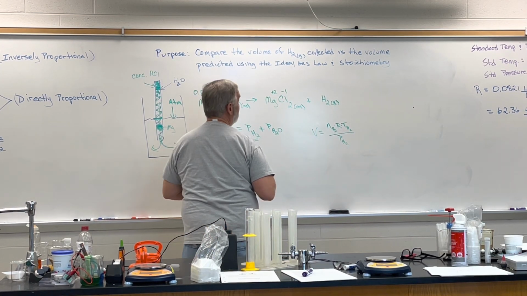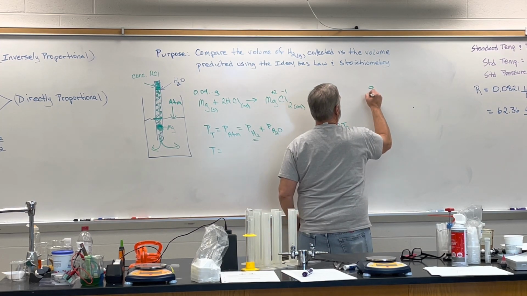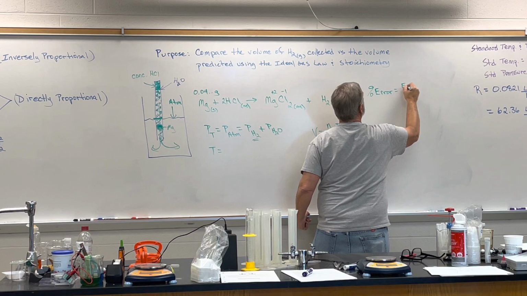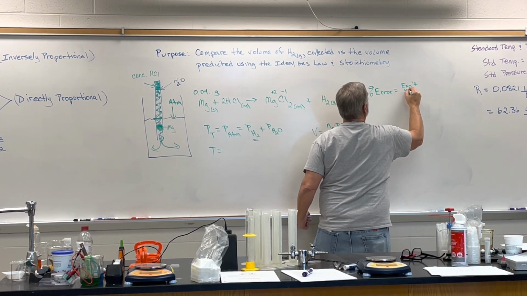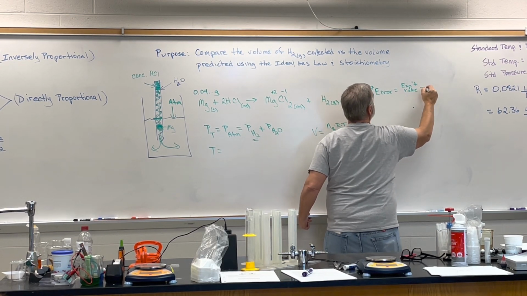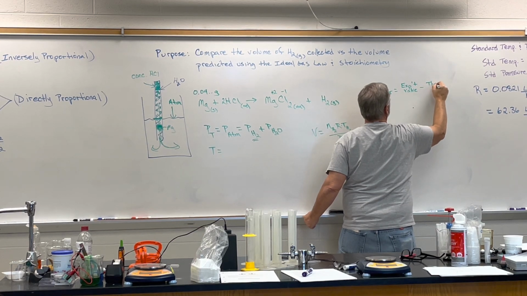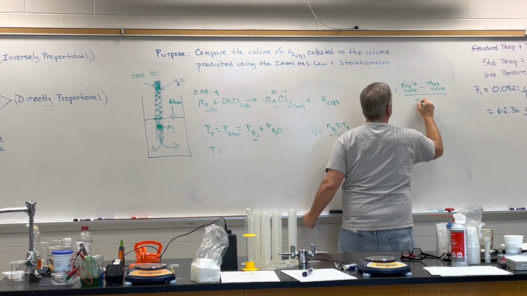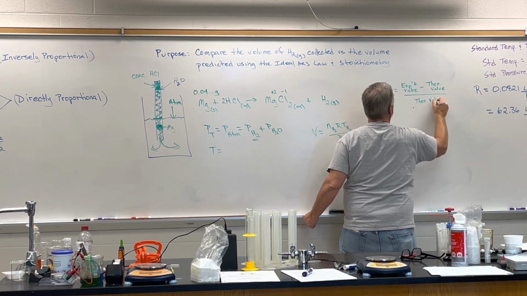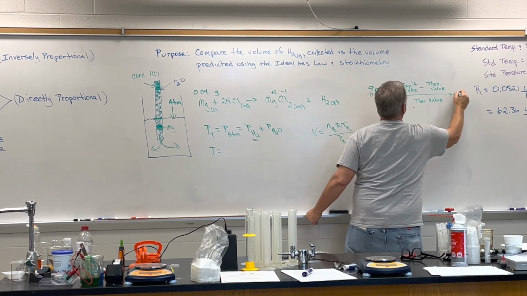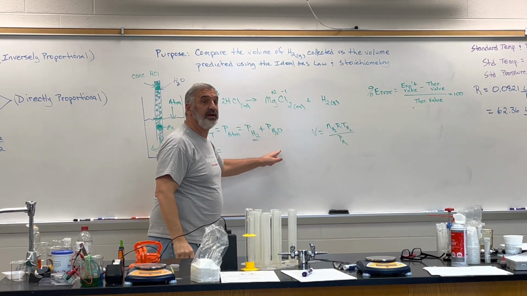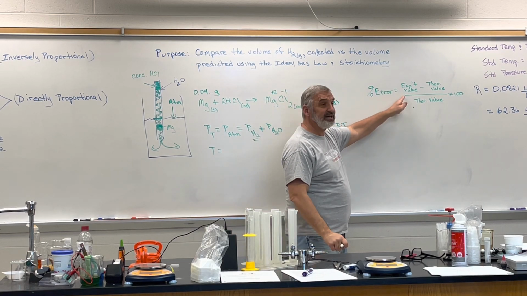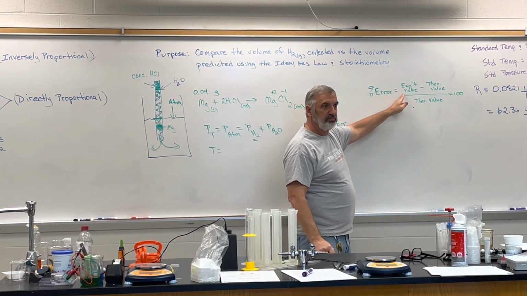Does anybody remember percent error? It's your experimental value minus the theoretical, divided by your theoretical value. Stoichiometry gives you your theoretical value. Your experimental value is what you actually read off the burette.